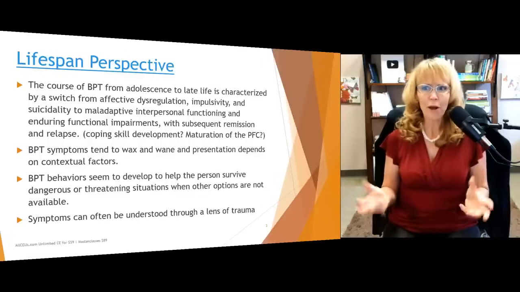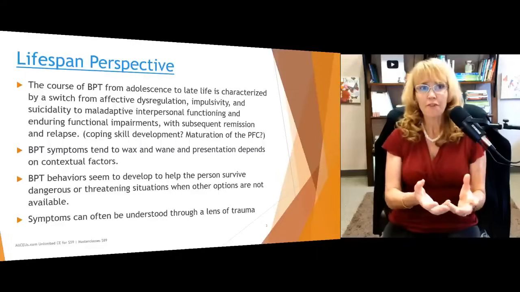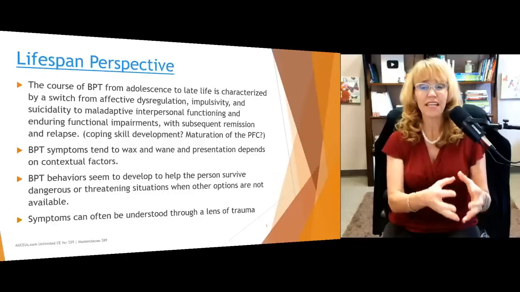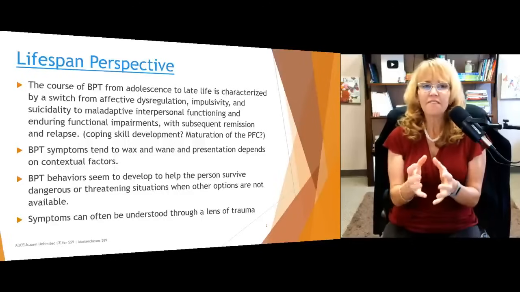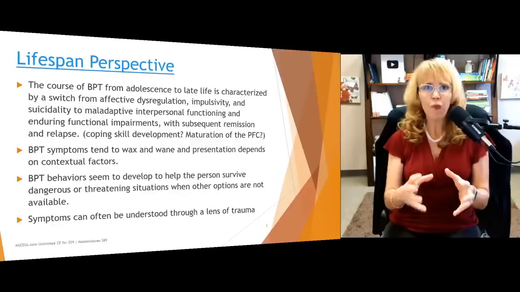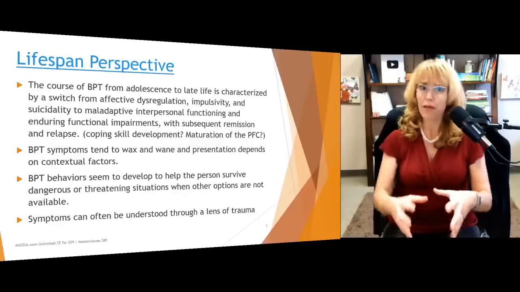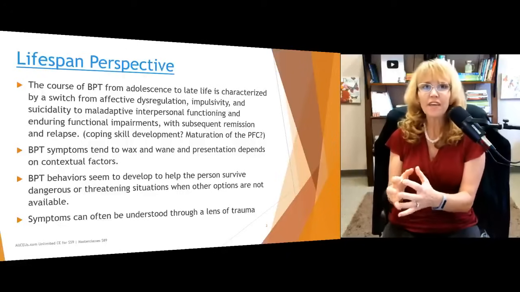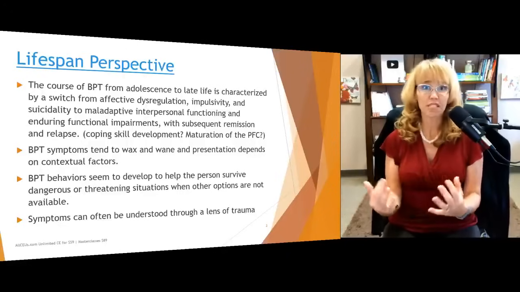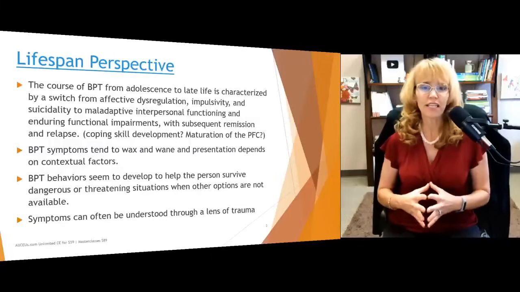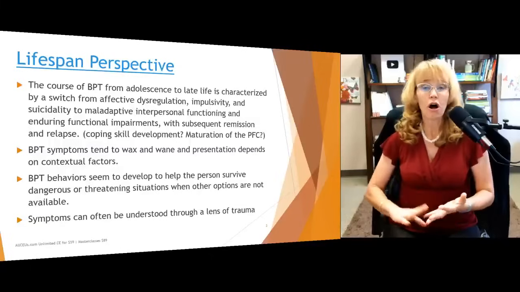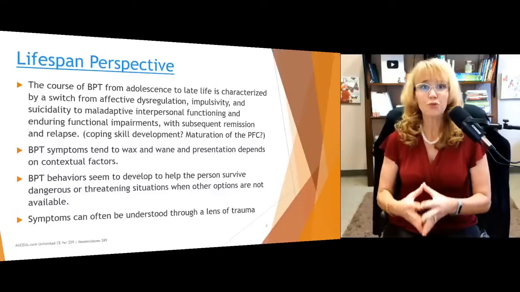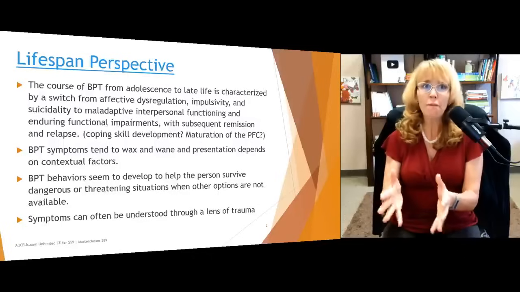We're going to talk a lot about it, but basically they are going from an emotion-driven state of impulsivity and affective dysregulation. They have figured out how to modulate their emotions a little bit, maybe not super well, because it results in enduring functional impairments, but they've figured out ways to protect themselves from as much emotional dysregulation. So they may withdraw, they may isolate, they may do a variety of things in order to try to cope. But they have developed some coping skills.